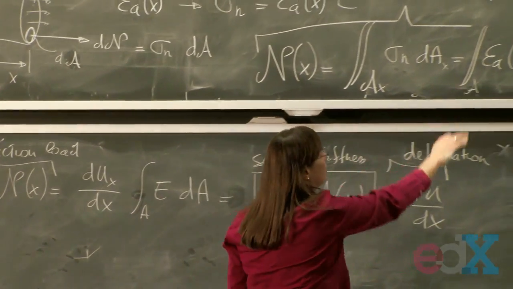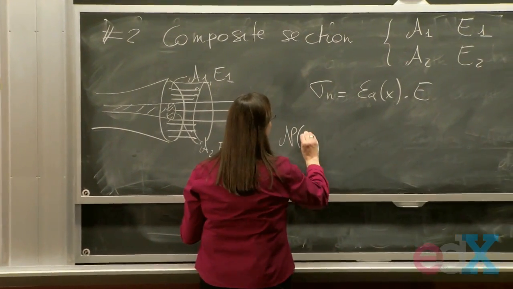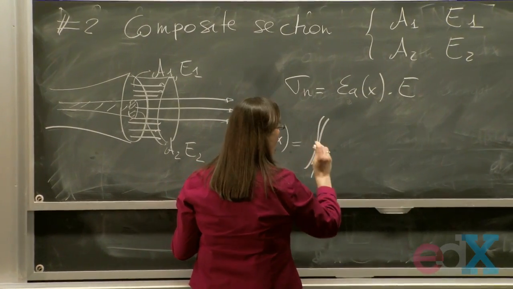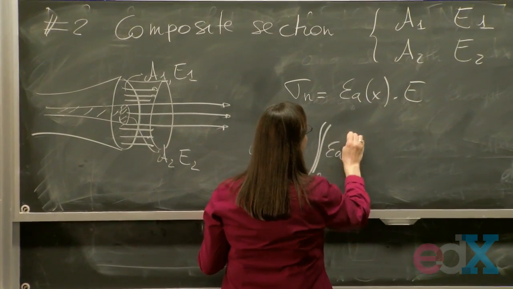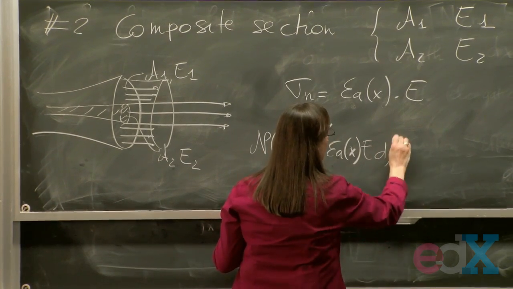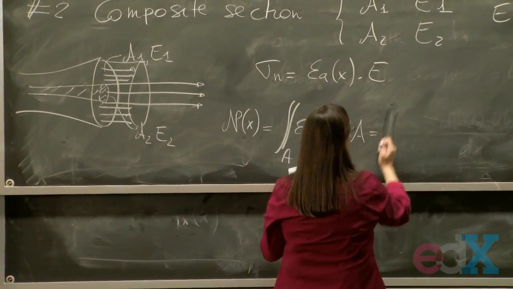axial force, and I do N of x is equal to the integral over the area of epsilon a of x times E times dA. Now I need to split it in two parts. I have to split it.